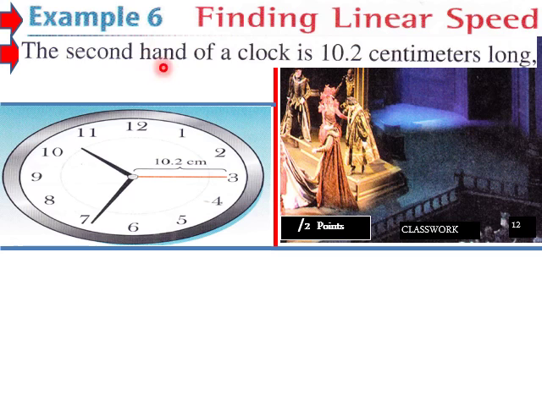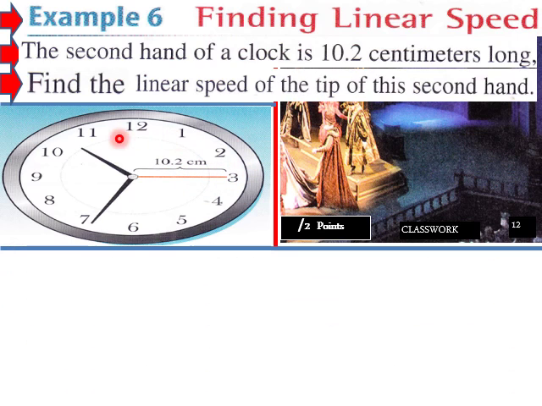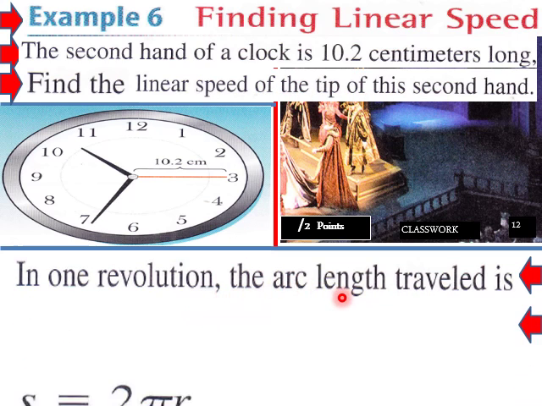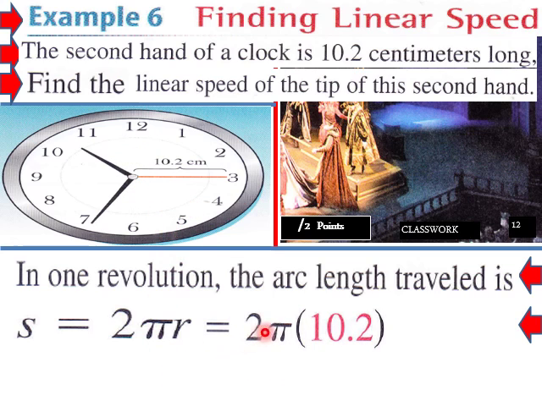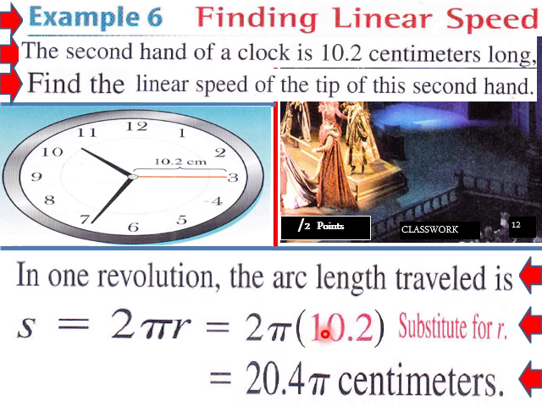Finding linear speed. The second hand of a clock is 10.2 meters long. Here's our second hand, 10.2. Find the linear speed of the tip of this second hand. To do that, the arc length traveled is s equals 2 pi r, the formula for the circumference of a circle. So 2 pi times 10.2, here's our r. We multiply that together and we get 20.4 pi centimeters as our circumference.